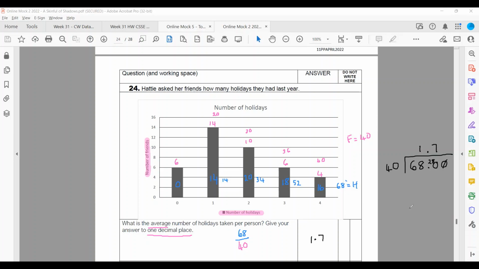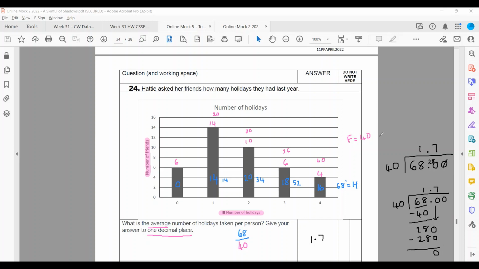Now if you do this long division method, I'll do this with you here quickly as well. So 68.00 divided by 40. 40 does not go into 6, so we'll look at 68. 40 goes into 68 one time. Take away 1 times 40 is 40, so take away 40, and we're left with 28. Bring down your 0. 40 goes into 280 7 times. 7 times 40 is 280. Take it away, and you're left with 0.